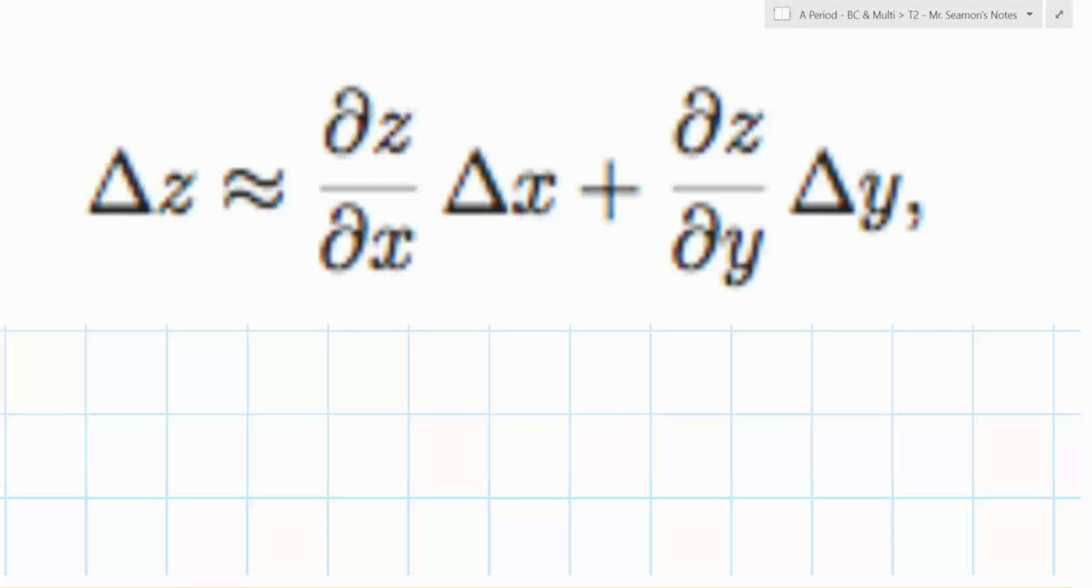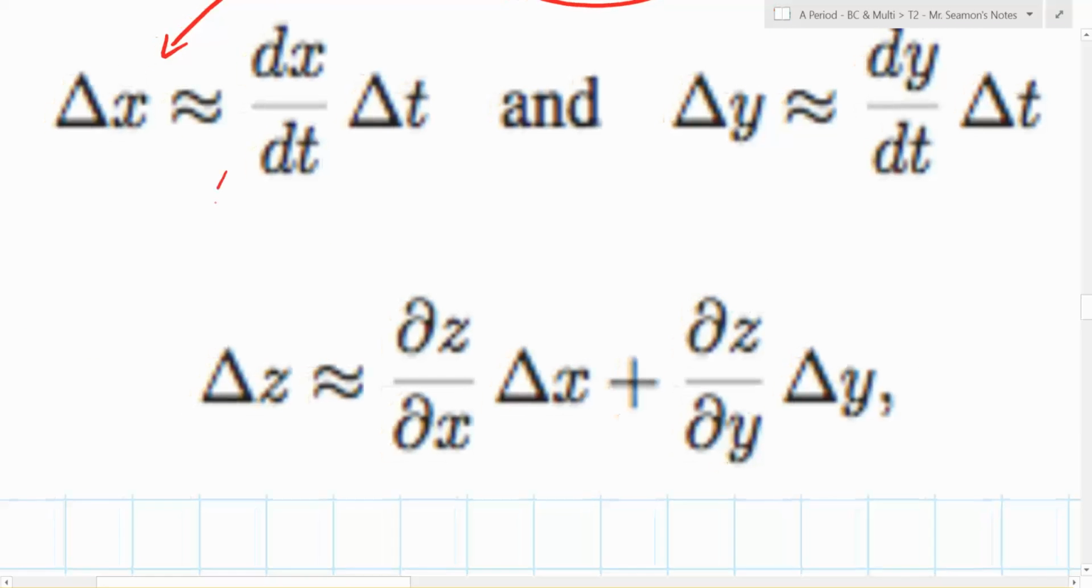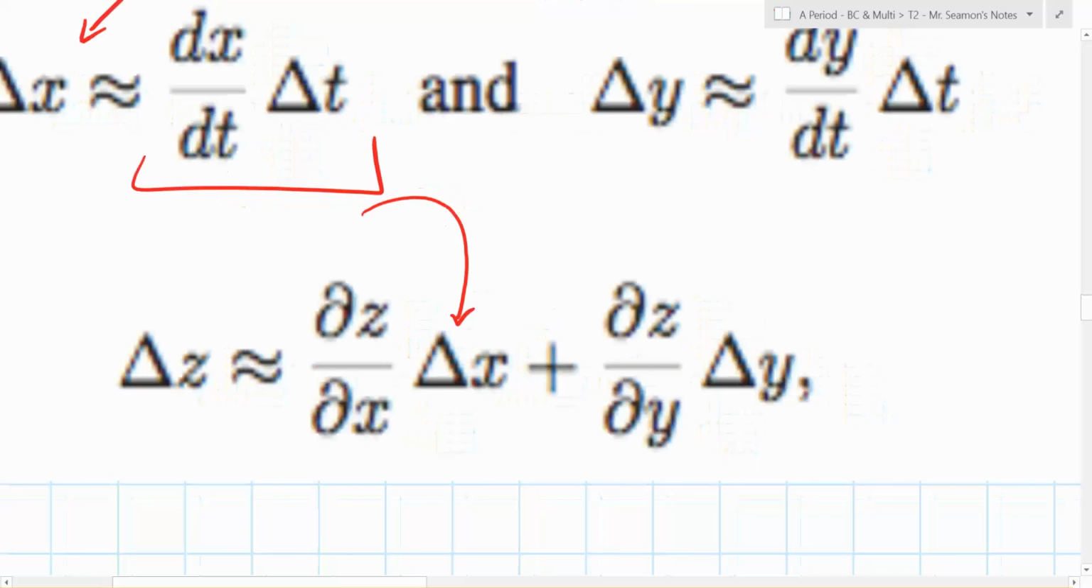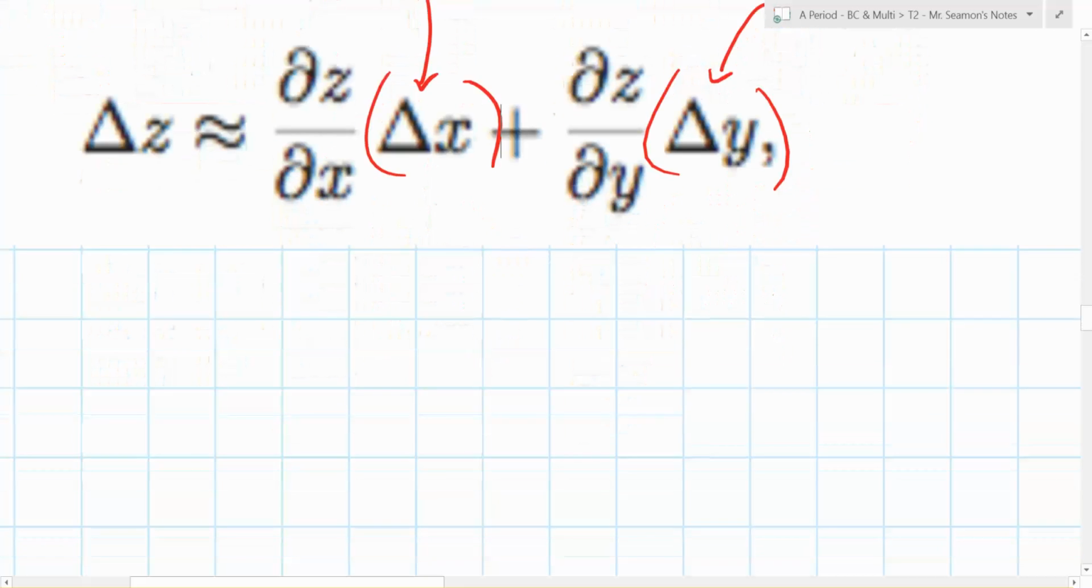Here's the thing. x and y, this is not new. This is what we've seen before. But x and y are now written in terms of what? t. So look at this. What does delta x equal? Oh, delta x is dx/dt times delta t. And what is delta y? Oh, it's right here. So what do we do? We substitute. That's all we're doing, we're substituting. We substitute in, and what do we get?